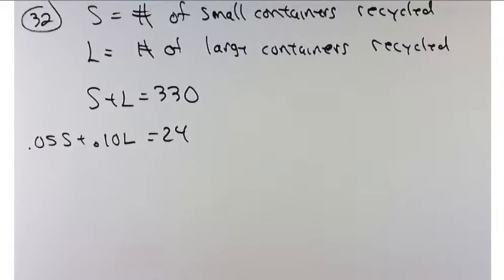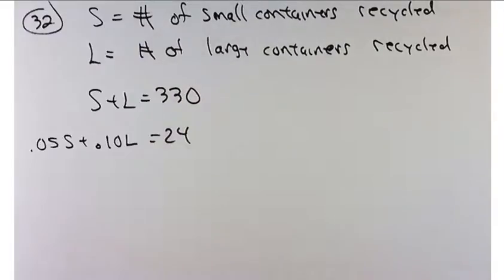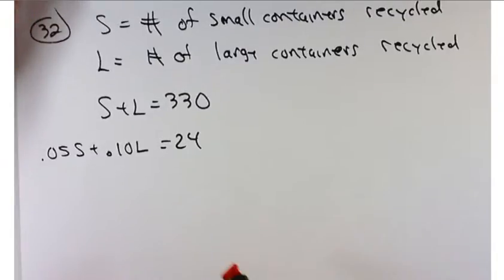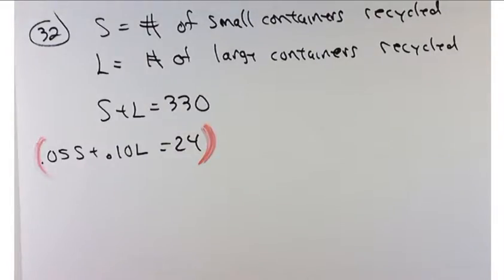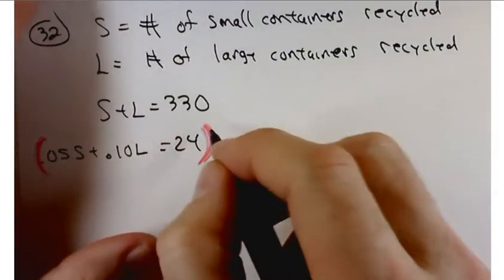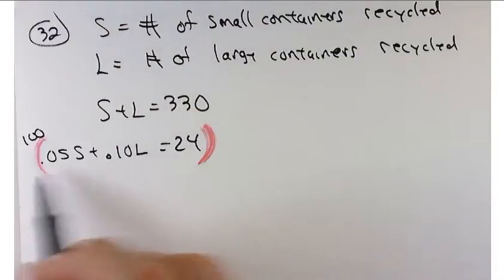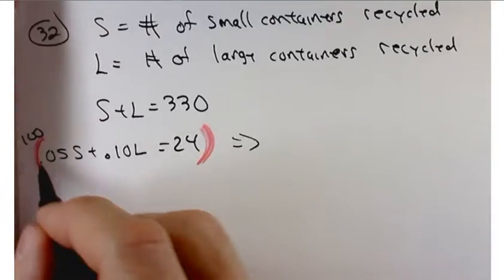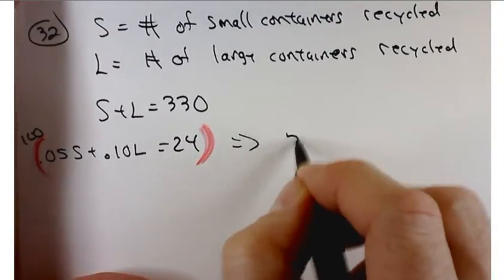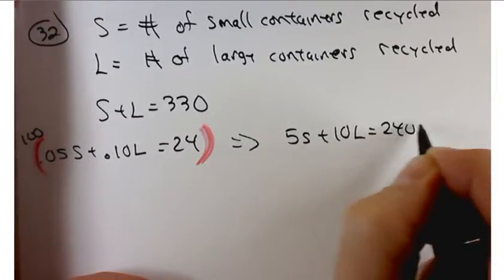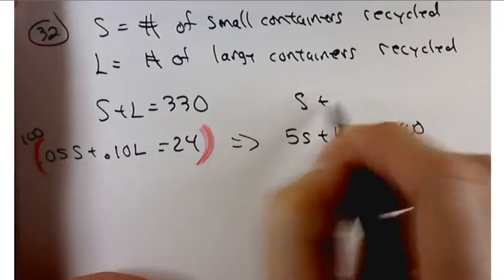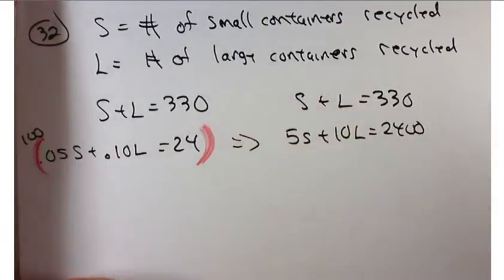If it was up to me to solve this, I wouldn't solve it like here. I don't think many of you would be happy with dealing with decimals here, right? So what could I do? Perfect. Let's multiply everything by 100. And if you multiply everything by 100, that's going to move the decimal 2 places to the right. So we'll get 5s plus 10l equals 2400. And then up here, s plus l equals 330. Like that.